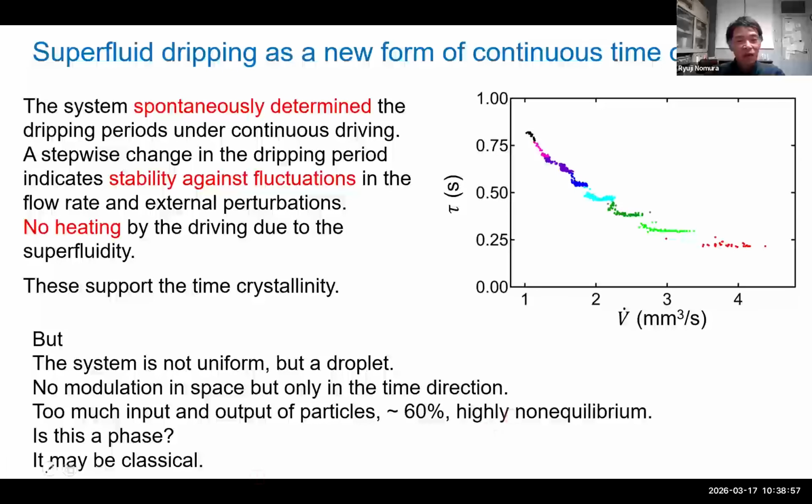So I a bit hesitate to say that it's a phase or it's a crystal. And this may be the classical type of dynamics. So I'm not quite sure that I can simply call it a time crystal, but it satisfies some of the requirements. So it can be viewed as an analog of the time crystal. But I appreciate any comment on this interpretation. I'm not quite sure, so I appreciate the comments.